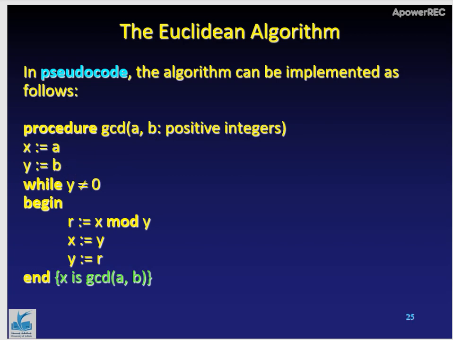Okay, and then we update these values x and y to smaller and smaller values for which it is easy to find the greatest common divisor. So we run a loop until the smaller of the two numbers, which is y, becomes 0. Okay, we keep on running this loop until y becomes 0.